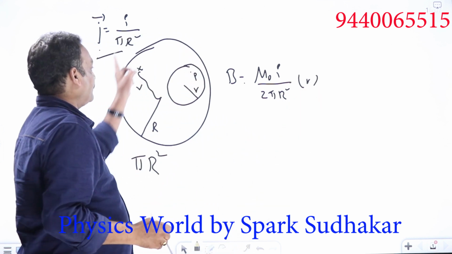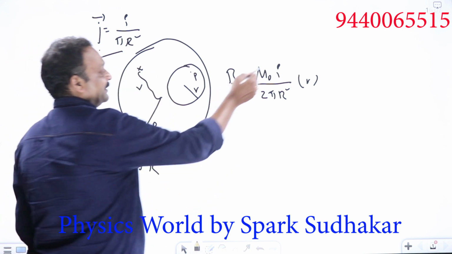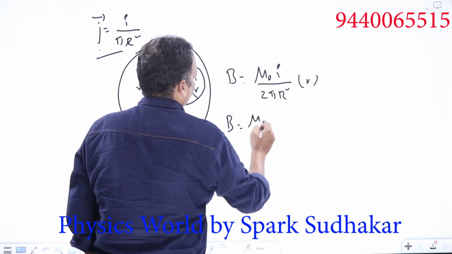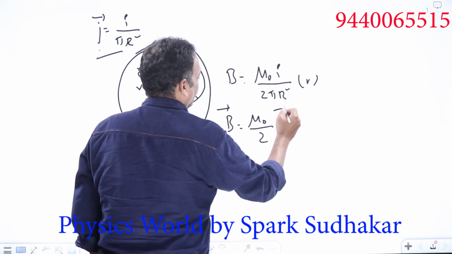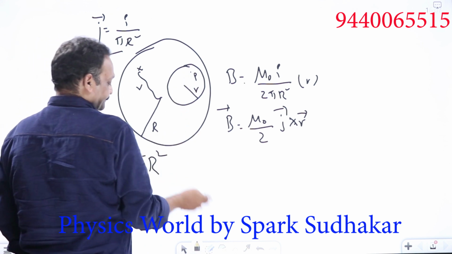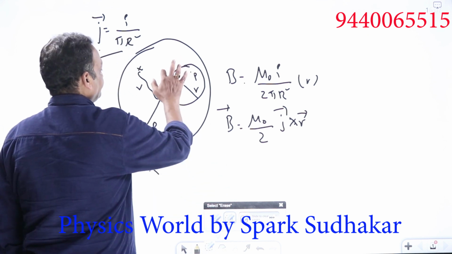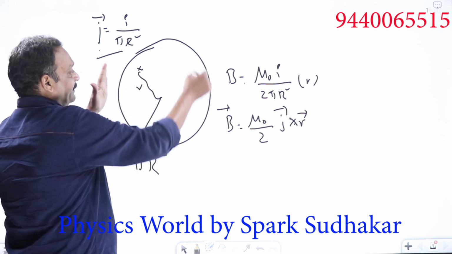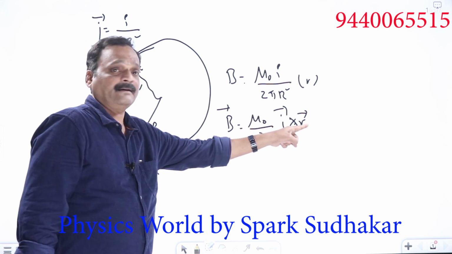Where capital R is the radius of the wire, and small r is the distance from the axis of the wire. I by pi R square, if I take it as J, then B equals mu naught by 2 into J into r. In vector notation it is J bar cross r bar. This will be the magnetic field at any point inside the wire. B bar equals mu naught by 2 J bar cross r bar.